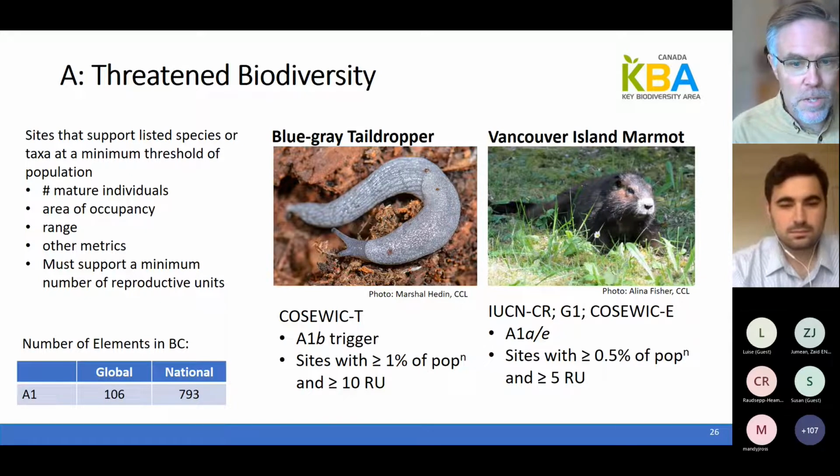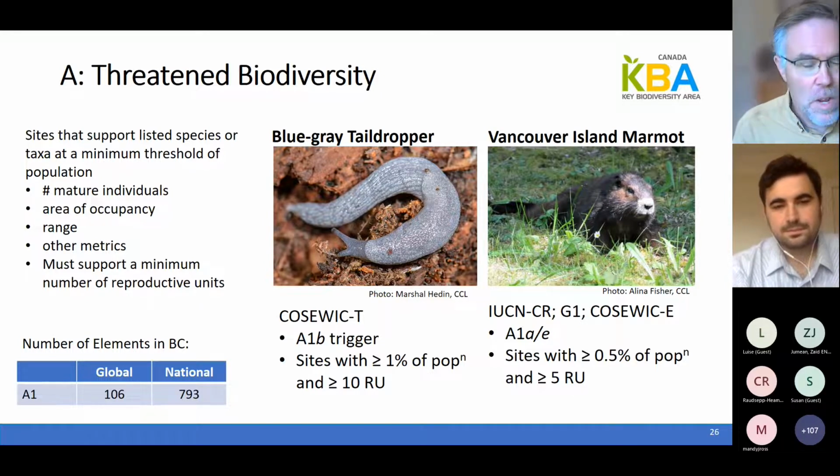Blue-gray taildropper is an elegant slug from southern Vancouver Island. It is COSEWIC threatened, so it meets a slightly lower criterion. As a threatened species, the population threshold is a bit higher at 1% of national population with 10 or more reproductive units within a delineated site. Next.